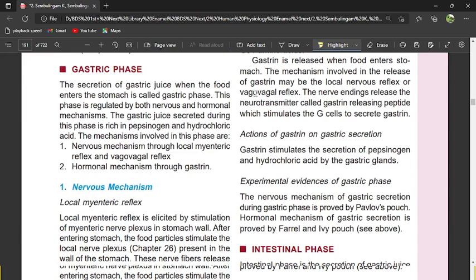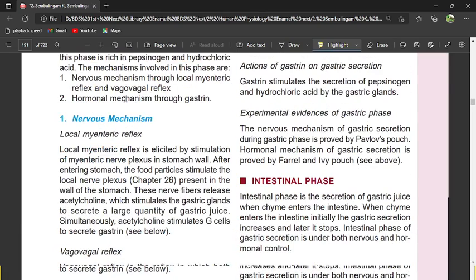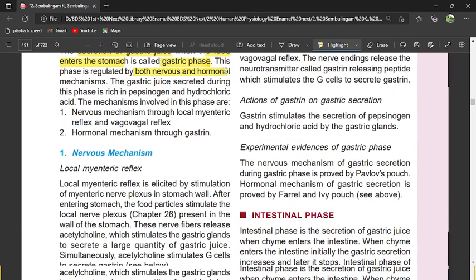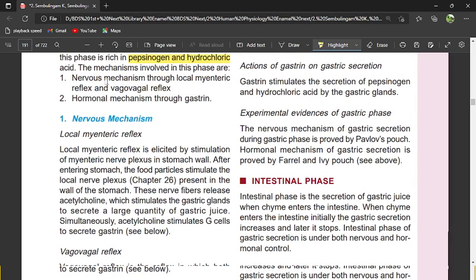Next one is the gastric phase. The secretion of gastric juice when the food enters the stomach is called the gastric phase, okay. Food enters the stomach, leaving the esophagus. It is regulated by both nervous and hormonal mechanisms. The gastric phase secretes pepsinogen and hydrochloric acid, right. And we also have a nervous mechanism through which you have a local myenteric reflex and a vagal reflex. You have a hormonal mechanism also, students, is that clear, right.